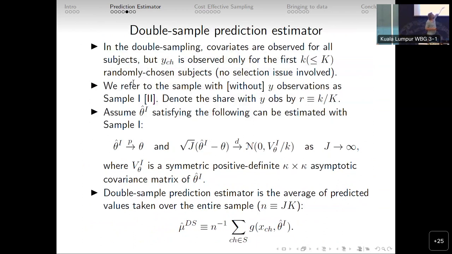So r. Remember that capital K is the number of households that are sampled in every cluster, the number of households for which all the cheap covariates are collected. The small k is the subsample of households for which the expensive consumption variable is collected, right? So for example, if 50 households are sampled in every primary sampling unit, for those 50 households, education, employment, age, gender, et cetera, is collected. But if we only collect consumption data for 10 out of 50, then r would be 0.2, right? Only 20% of households are covered. So this little r describes the share of households for which the expensive variable of interest is going to be collected.